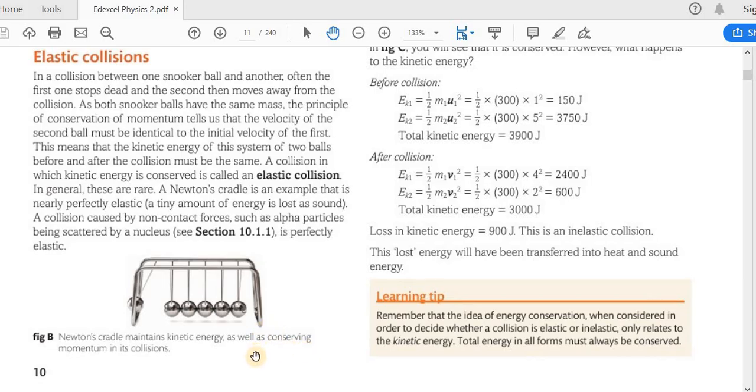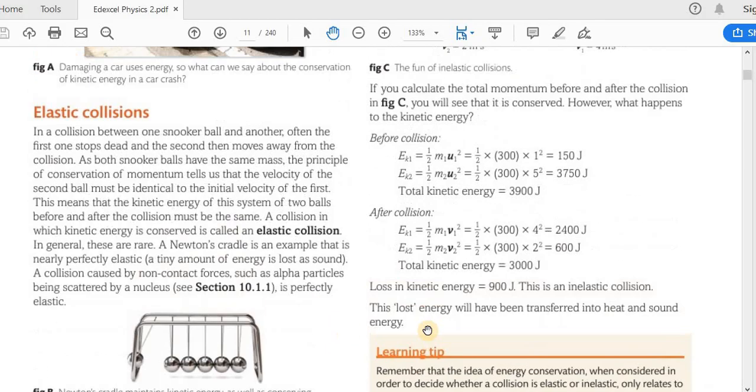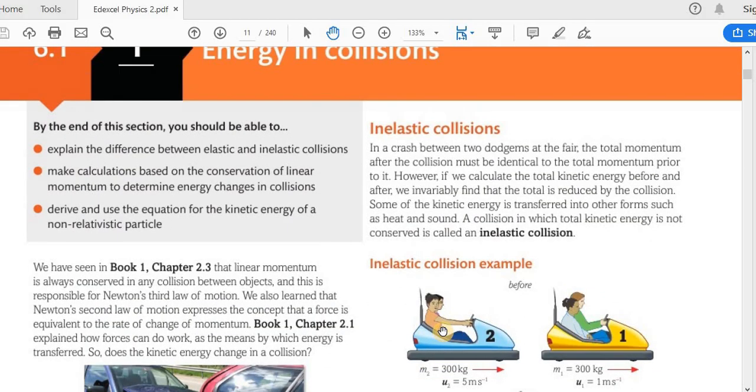Always in any example the momentum is conserved. Total momentum before is equal to total momentum after in any case, but kinetic energy may or may not be conserved. However, the momentum is always conserved. Let's look at another example.